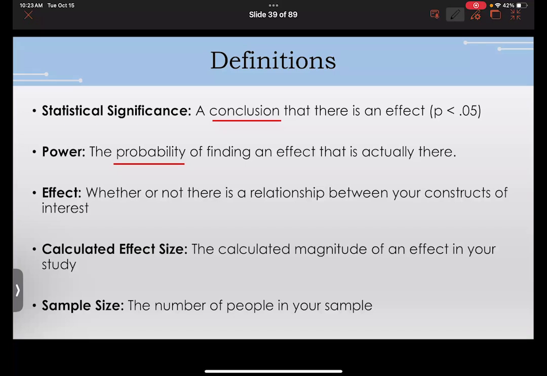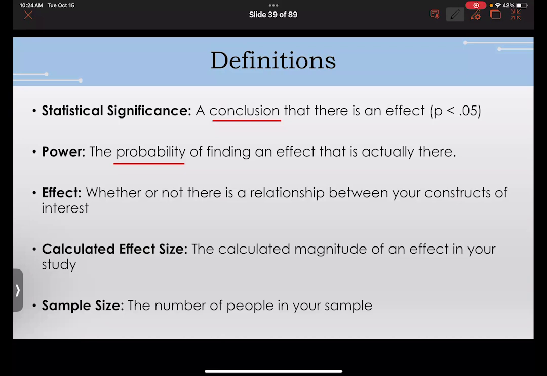I'm going to call effect whether or not there's a relationship between the stuff you're studying. That's not the same as the calculated effect size that you get in your study, right? So, for example, if social support impacts life satisfaction, it either does or it doesn't. You can't change that, right? But there's also, let's say you're running a t-test, going to be an actual Cohen's d in your study that you calculate too. That's your calculated effect size.